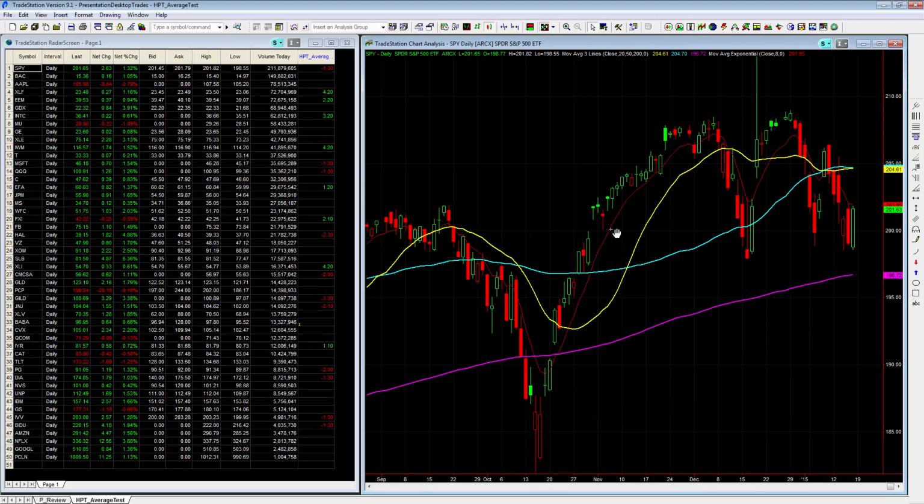The red line is the 8-period moving average, the yellow line is the 20-period, the cyan line is the 50-period moving average, and then we have the 200.